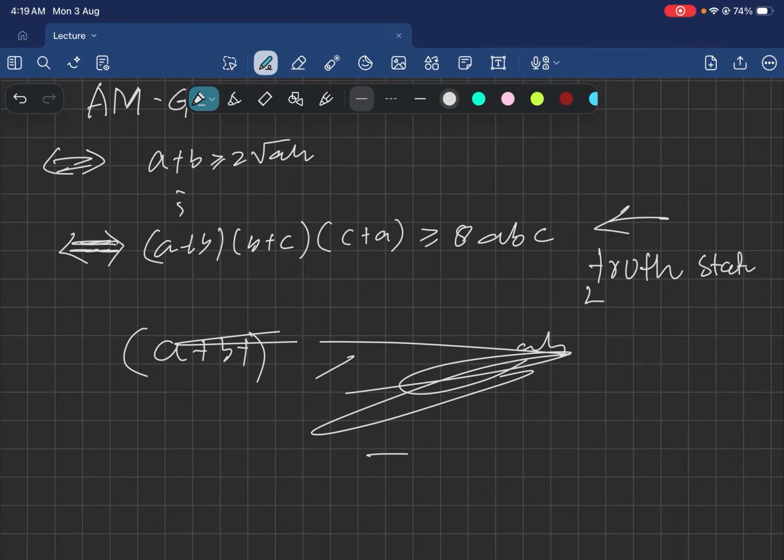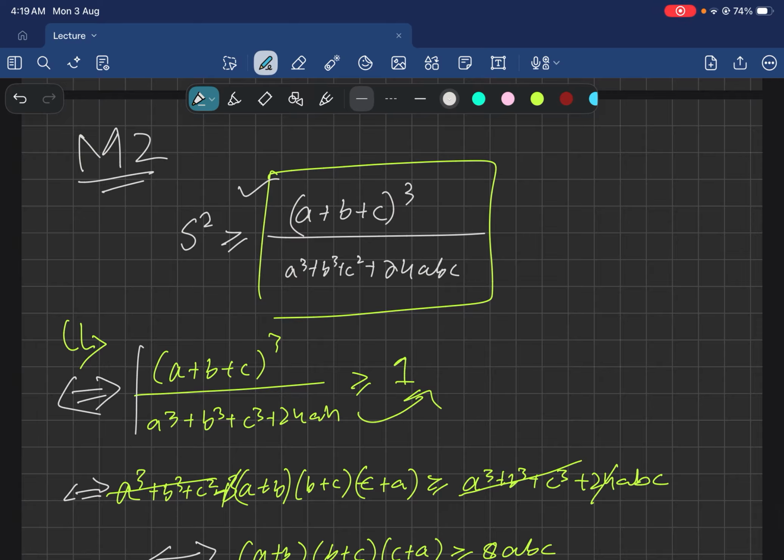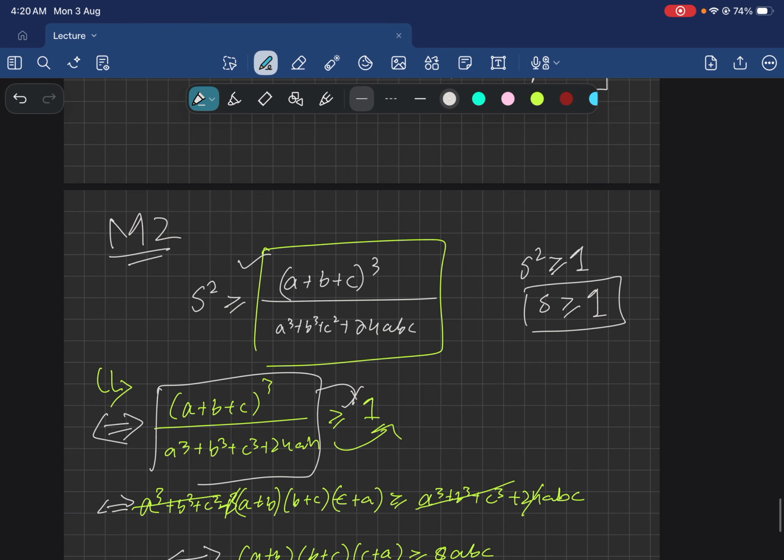Then you can bring it here and you will prove that it is greater than 1. Since that is proven, and s square is bigger than this whole thing, and this whole thing is bigger than 1, by transitivity you can say that s square is going to be greater than 1 and s is greater than 1. So we proved it by 2 methods.